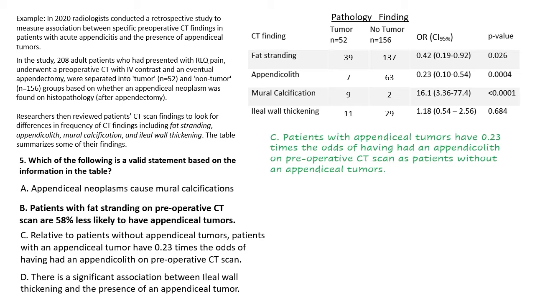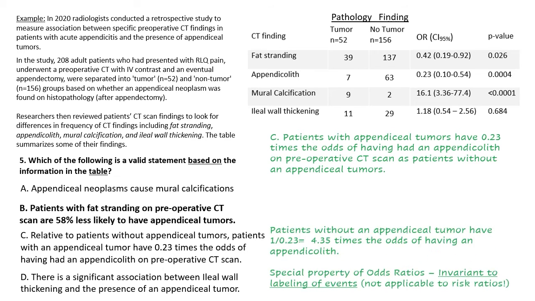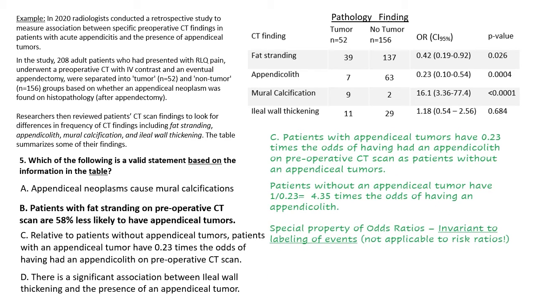Also, one cool thing about odds ratios that is not true of risk ratios is that the reciprocal number is true for the reciprocal statement, meaning that we can also say relative to patients with appendiceal tumors, patients without an appendiceal tumor have 4.35 times the odds of having had an appendicolith on preoperative CT scan. This special property of odds ratios is referred to as invariance to labeling of events. Lastly, answer choice D. There is a significant association between ileal wall thickening and the presence of an appendiceal tumor.